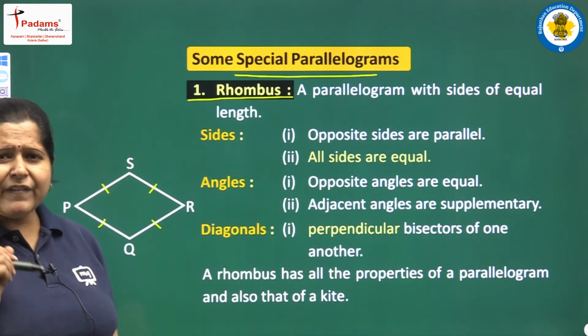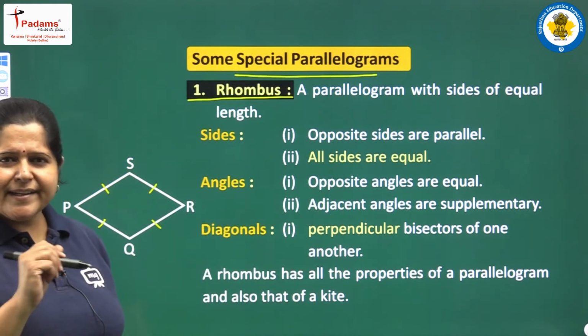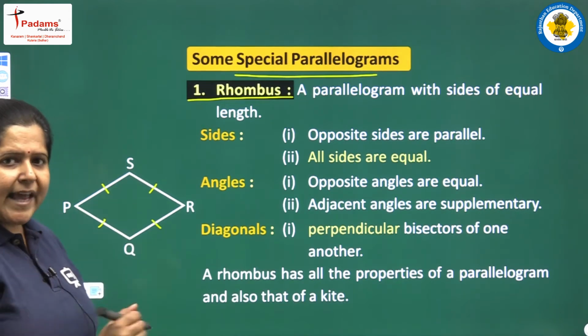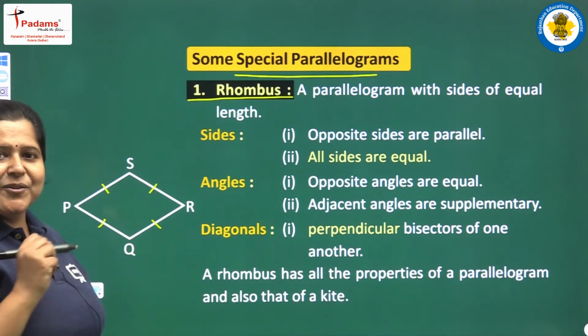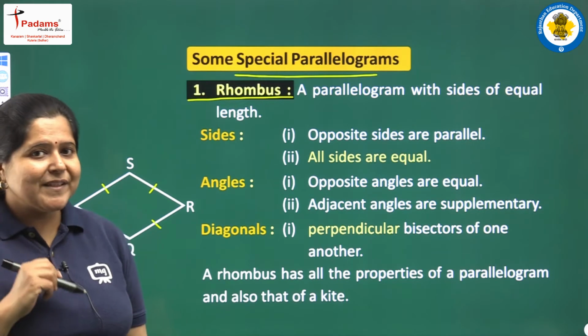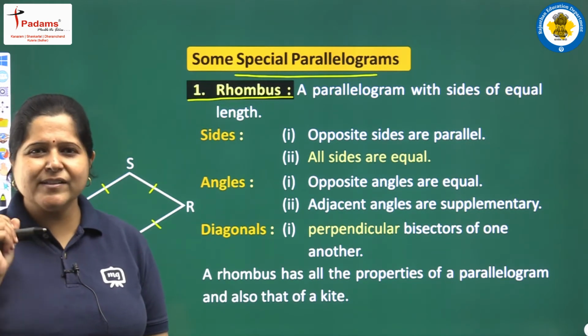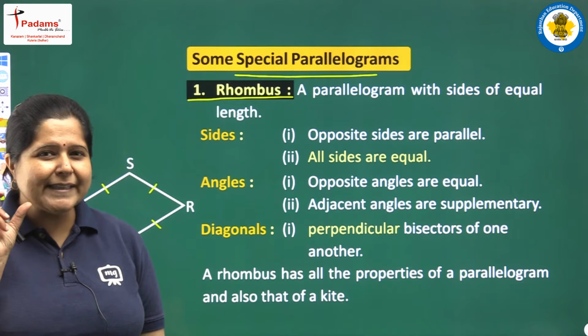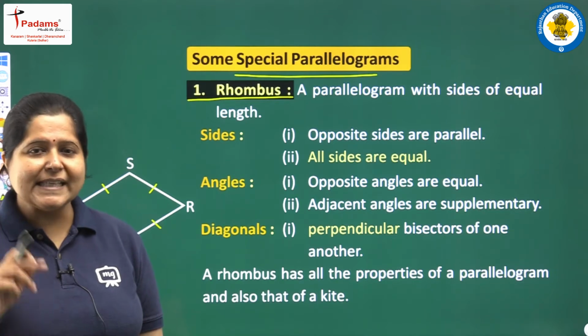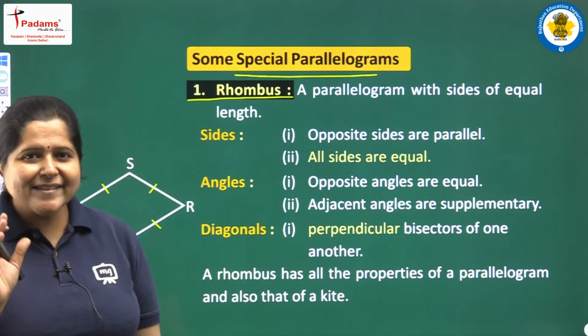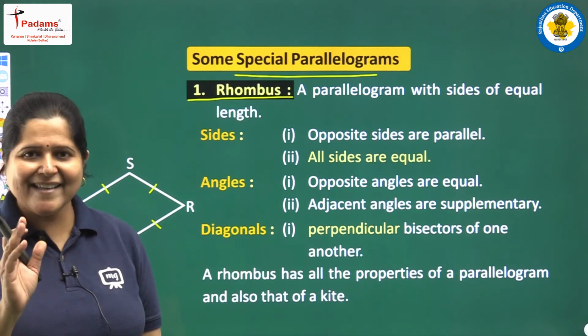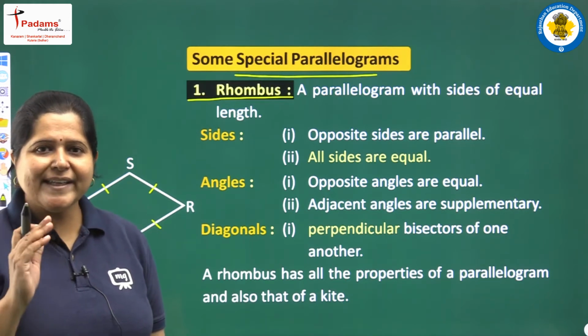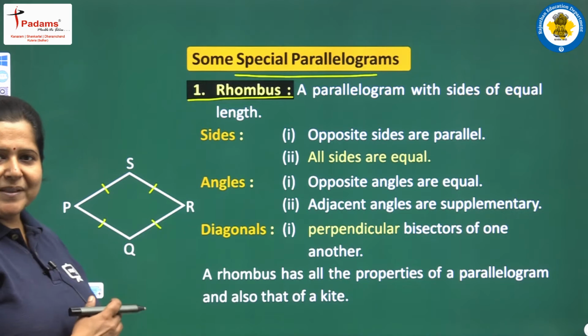Now, where do we find these rhombuses in our nearby surroundings? Just have a look at this shape. You must have seen many kites of this shape and just recall the shape of a Kaju Katli that you eat on festivals, the burfis. Aren't they rhombus in shape? Yes, they are. Now you can easily relate yourself to a rhombus.